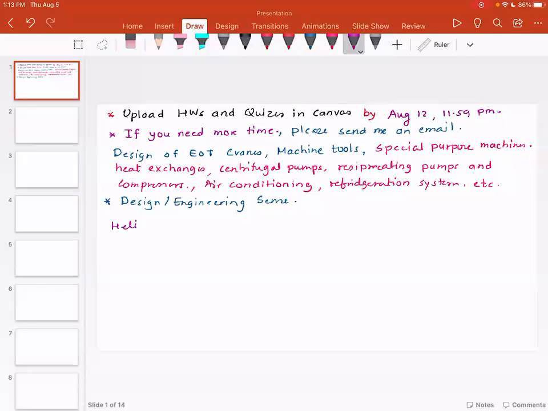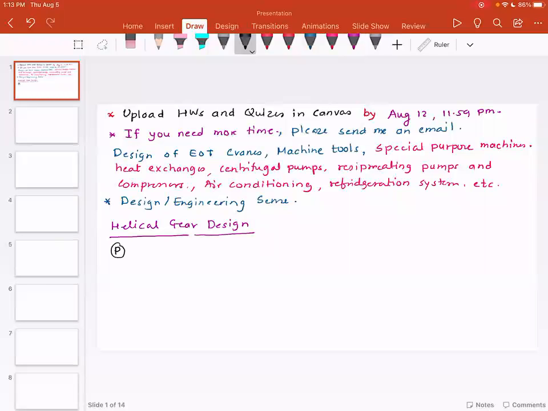And at the end, I would like to give you some hints on design of shafts, and I will try to solve the shaft design problem. So the problem goes something like this.